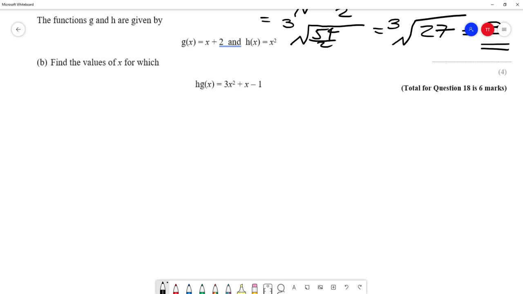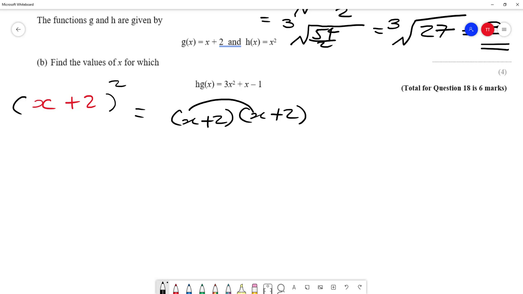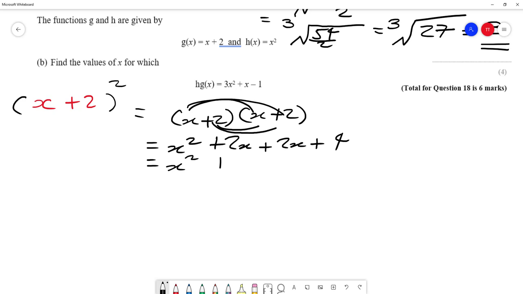Next part is called a composite function question. So we're going to take g of x and substitute into h. Well, h is what? Some value squared. That some value is g of x, which is x plus 2. We can write the two brackets out as (x plus 2) times another (x plus 2). That's going to give me x times x gives me x squared. x times 2 gives me 2x. 2 times x gives me 2x. And 2 times 2 gives me 4. So that's going to give me x squared plus 4x plus 4.